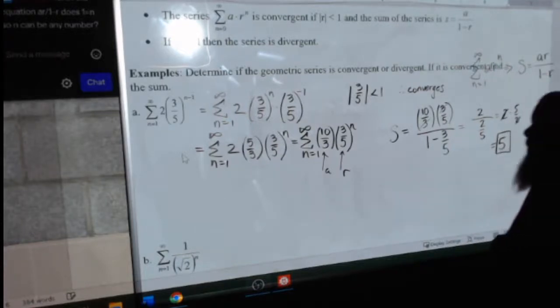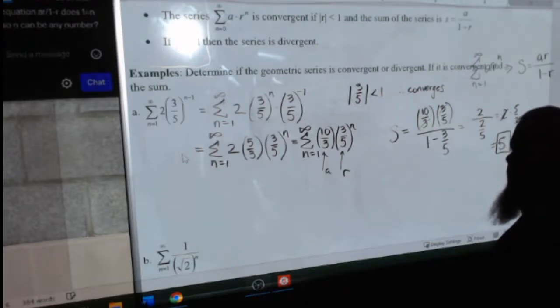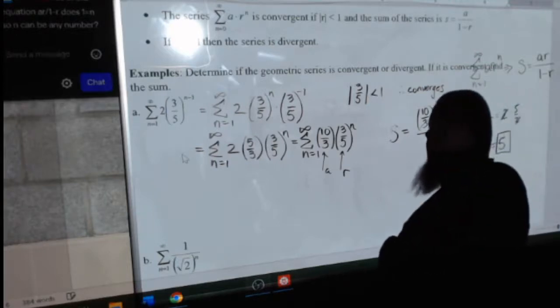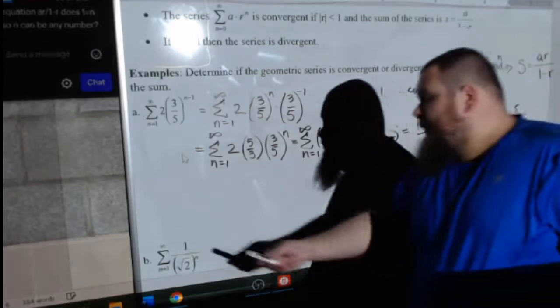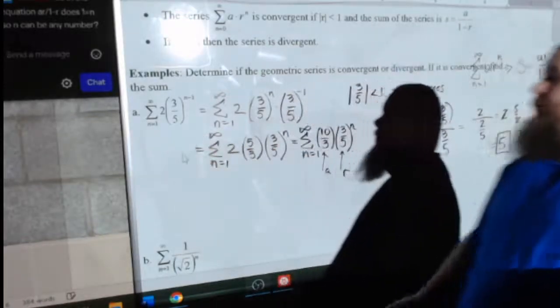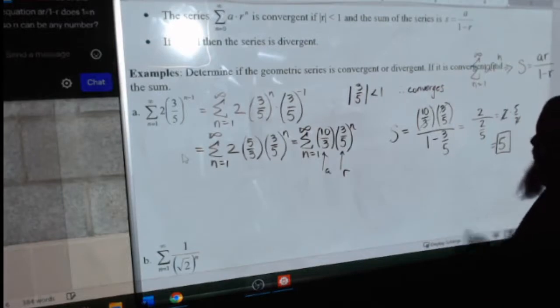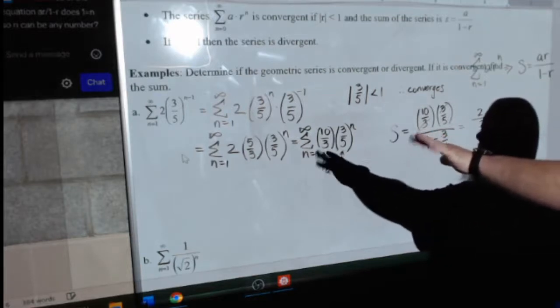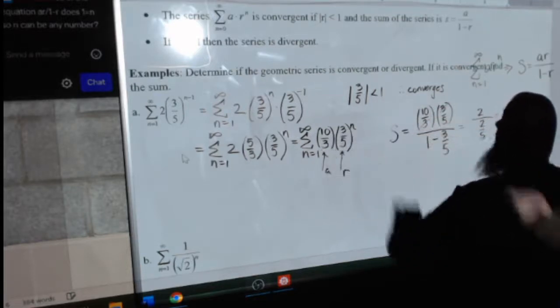All right, so in the equation, AR over 1 minus R, does n equal 1, so n can be any number. If you were to write out the entire sum, which you could never do because it's infinite, you would start at n equal 1 and then plug in 2, 3, 4, 5, 6, and go on forever. So in that case, using the terminology that way, n can be any number.